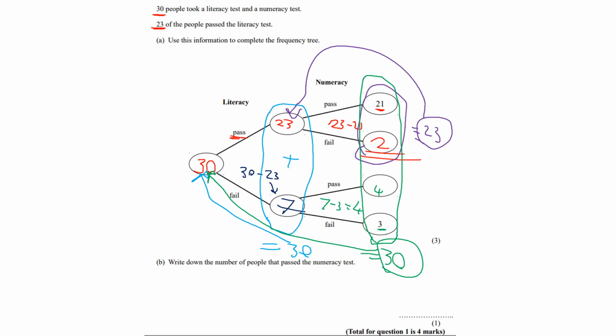So write down how many people passed the numeracy test. Well, all the people who passed the numeracy test, God, I sound like a pretentious private school kid. All the people who are going to pass the maths test, that's these guys, 21, plus these guys, 4. So the number of pass is equal to 21 plus 4, 25 people. And that is your final answer.